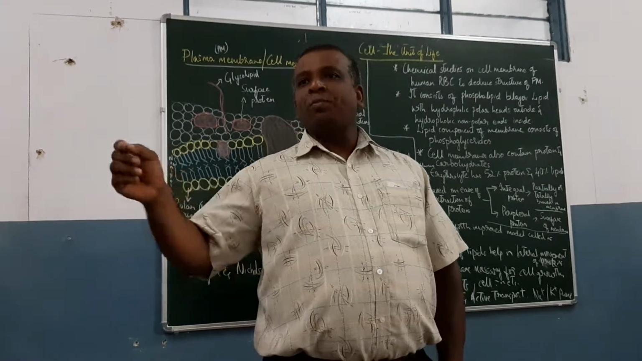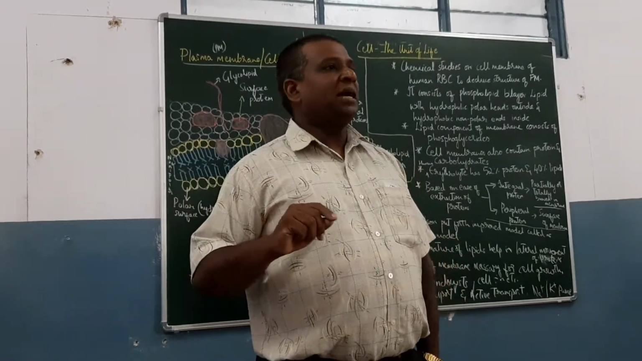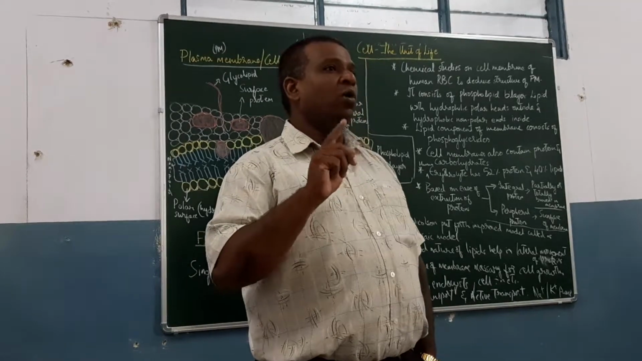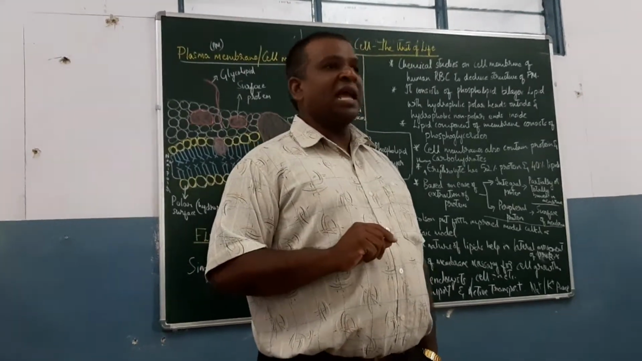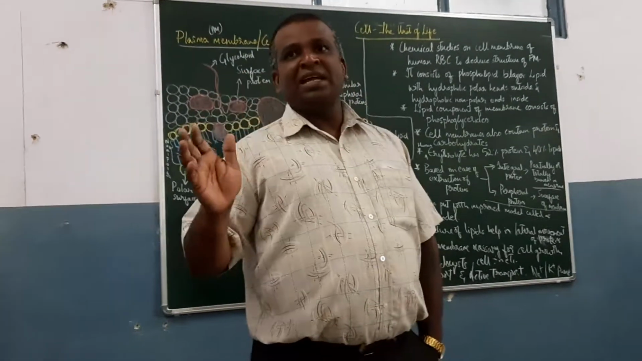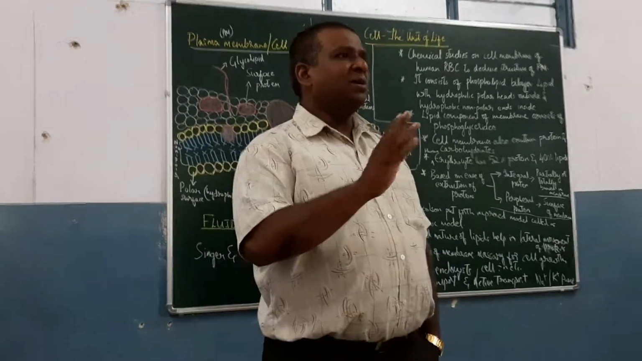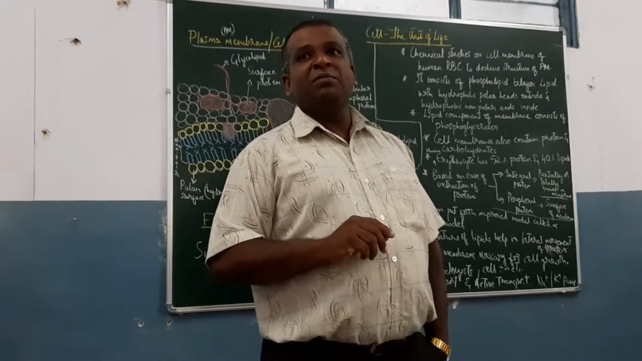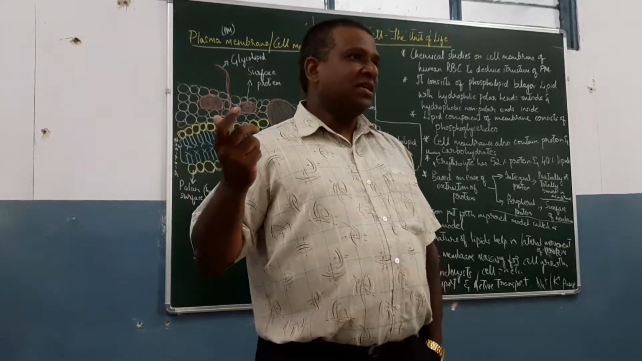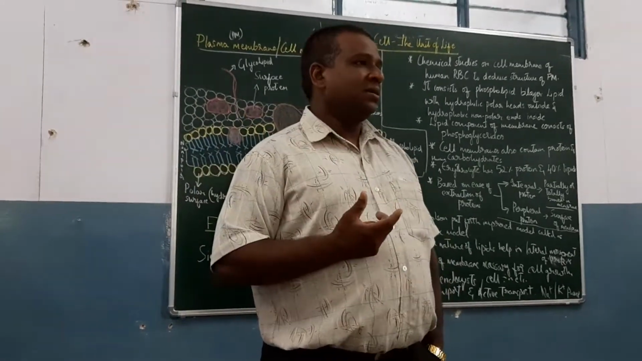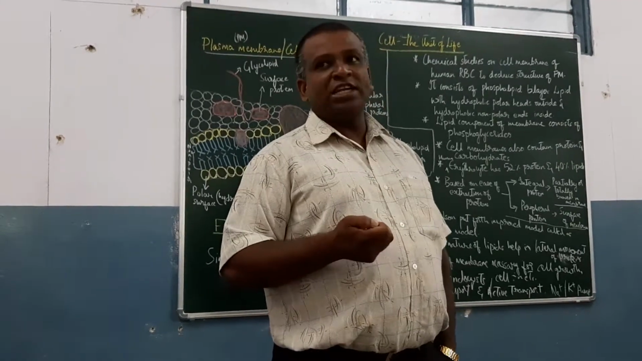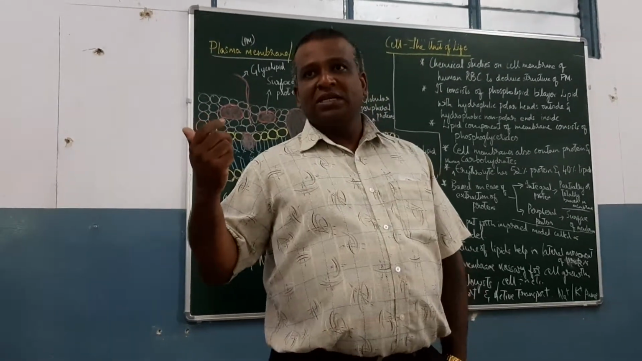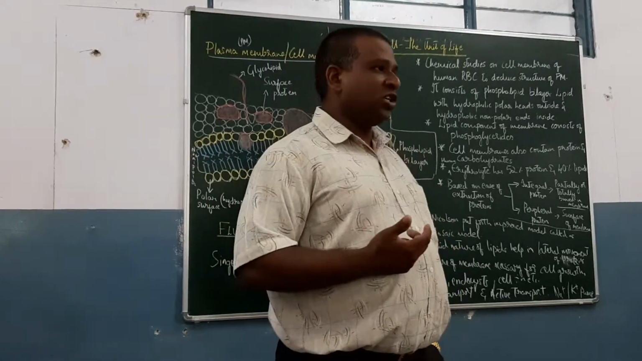Smallest cell is mycoplasma. Mycoplasma is also called PPLO, pleuropneumonia-like organisms. Size of cells and other things I have not mentioned, but you should go through that for 1 mark. Okay. So the size of the cell will be very small. In case of ostrich, the egg cell is very large. So size varies from the smallest mycoplasma to the largest, the egg cell of ostrich.